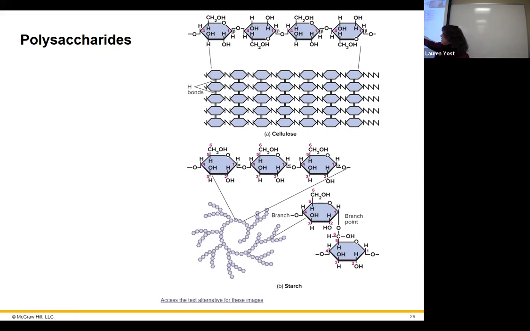Whereas if you look up here, this is cellulose. That's what fiber is. Fiber is from the cell walls of plants. And that's how it kind of builds. You can see how that could make a pretty good scaffolding for a cell wall.